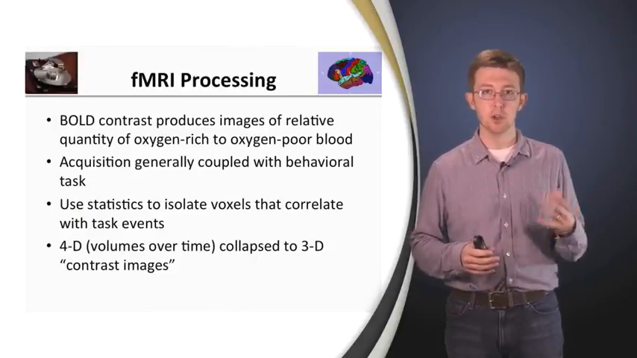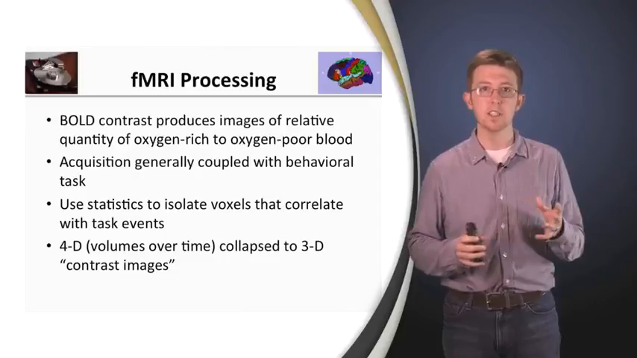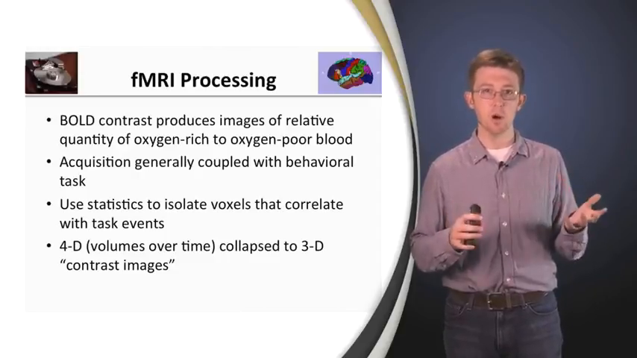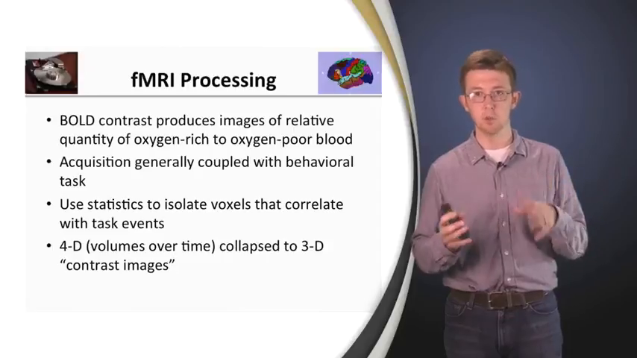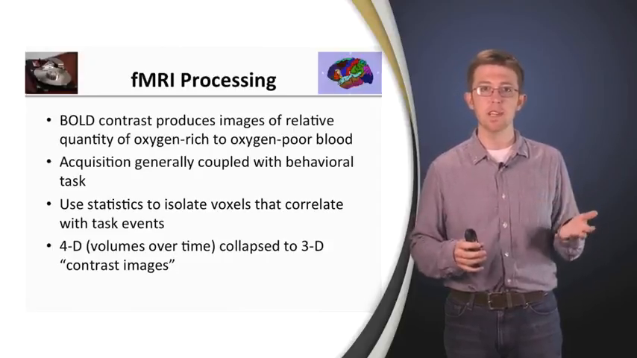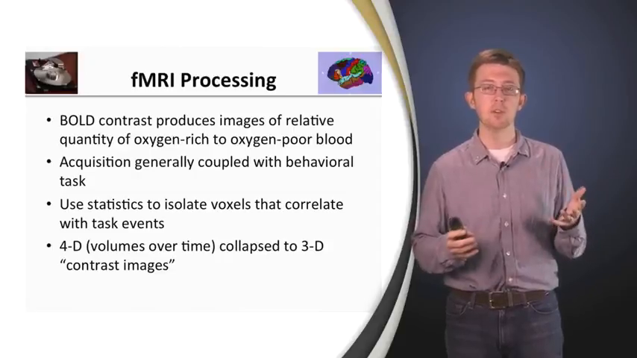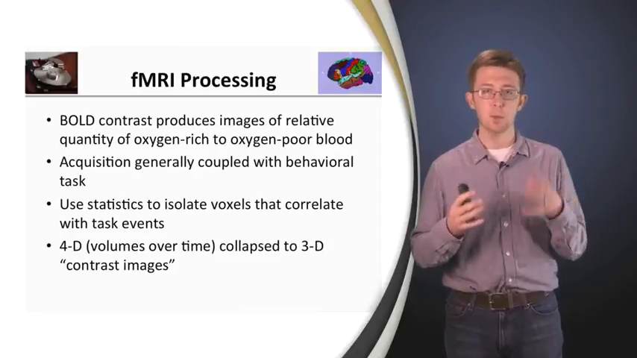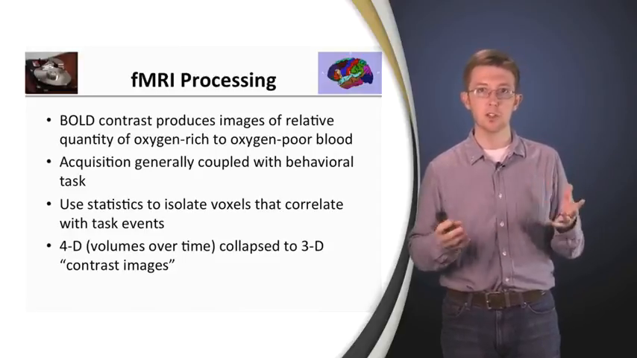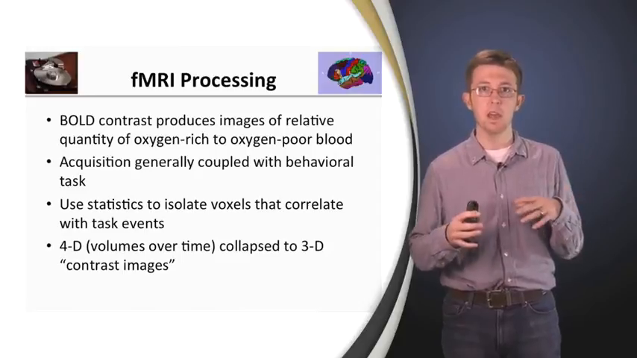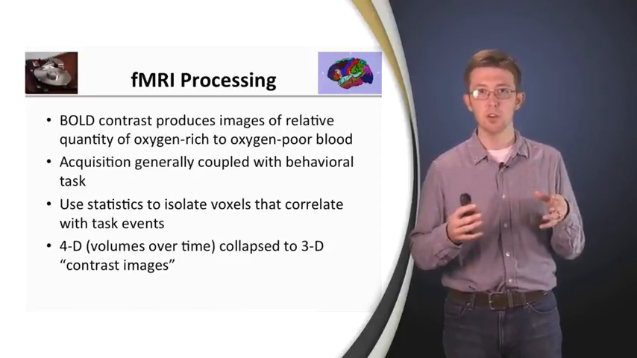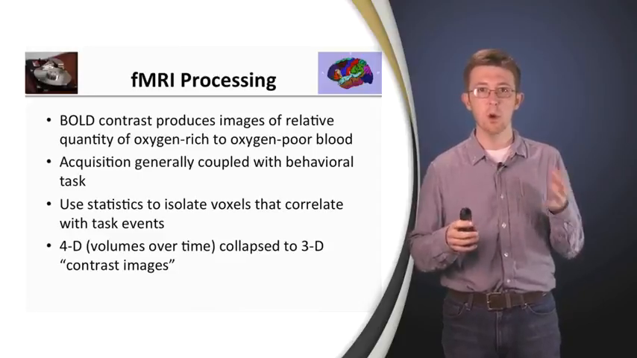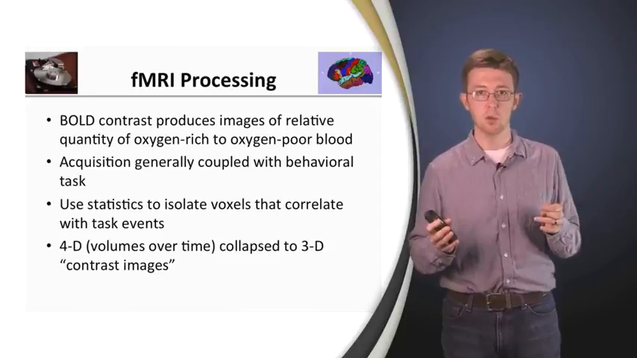Another sequence that we capture is called functional MR. In this sequence, we use the BOLD contrast to produce images of relative quantity of oxygen-rich and oxygen-poor blood. Generally during one of these acquisitions, a behavioral task is coupled during the scan. The idea here is that the behavioral task elicits some energy usage from within the brain, and that areas within the brain that use more energy are going to have changing quantities of the oxygen-rich to oxygen-poor blood.